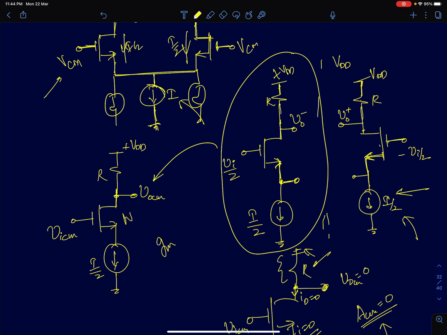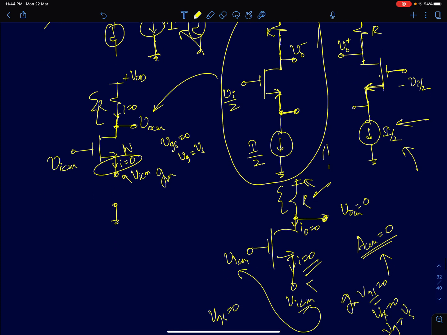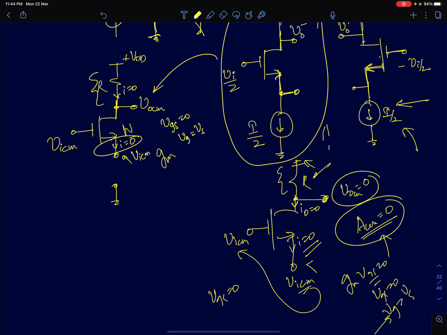Now from this, apply AC analysis. So open circuit the current source and calculate the gain. When I open circuit this current source, the small signal current flowing through this is 0. If the small signal current is 0, GM VGS is 0. If GM VGS is 0, VGS is 0, which implies the gate voltage is equal to the source voltage. So this node voltage will also come to VICM. Since the small signal current I is 0, the small signal voltage drop across the resistor will also be 0. Therefore, the output common mode voltage will be 0, and the common mode gain will also be 0.